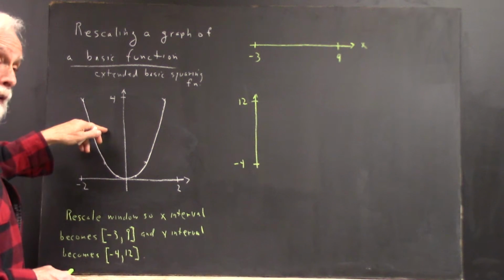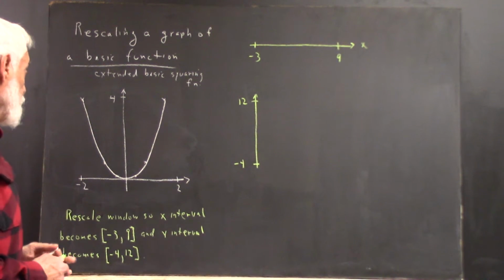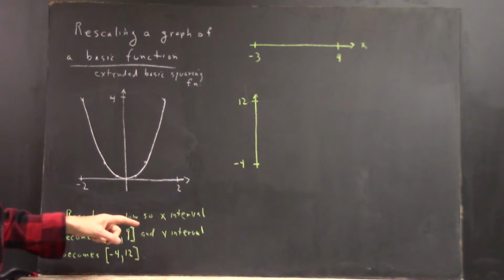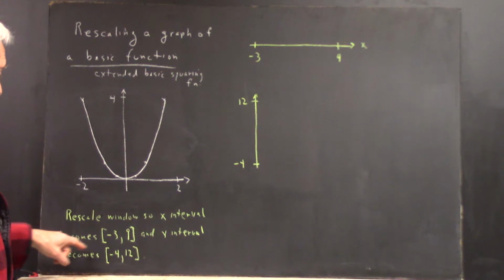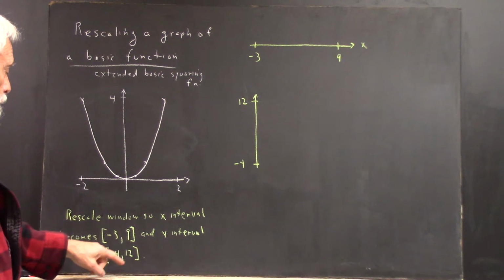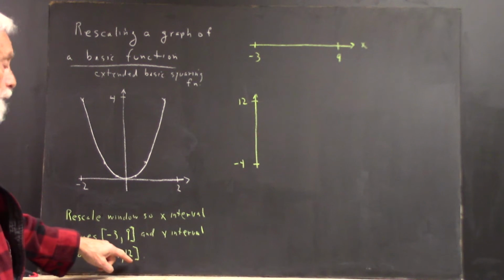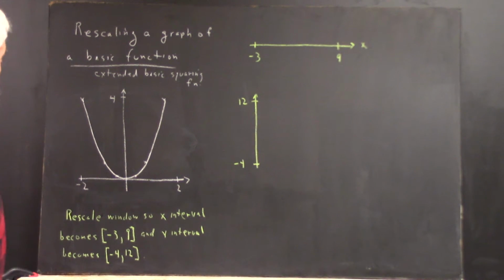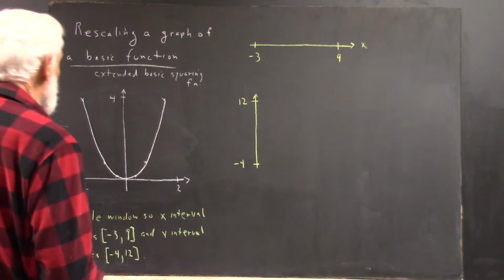So here is the basic squaring function, and we certainly know how to graph that. Now, we're asked to rescale the window of this function, so the x interval becomes -3, 9, and the y interval becomes -4, 12. Okay? What do we mean by that? What do we mean by the window of the graph?